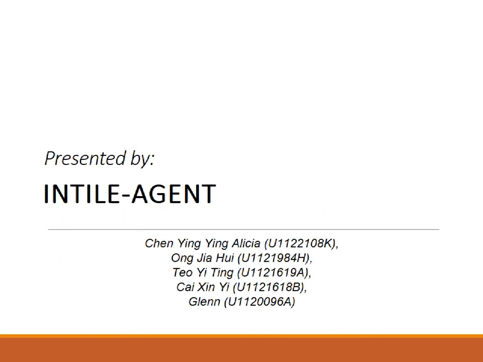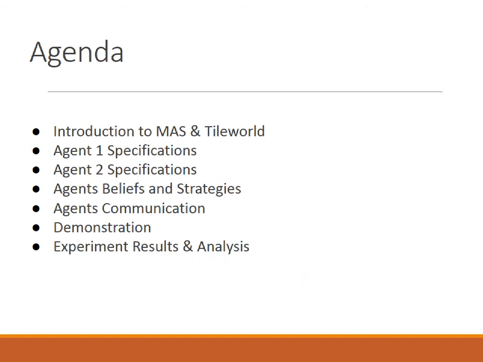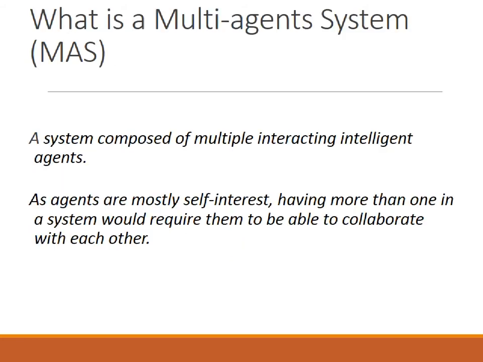Our group is comprised of this. So for today's agenda, we'll be going through the steps and how we arrived at our final code. Firstly, we'll cover the introduction to this project, followed by Agent 1 and Agent 2 specifications, their brief and the strategies of how they accomplish their task. Lastly, how the agents communicate between themselves. To end it off, we'll show a demonstration of our code in the three different environments and our experiment results.